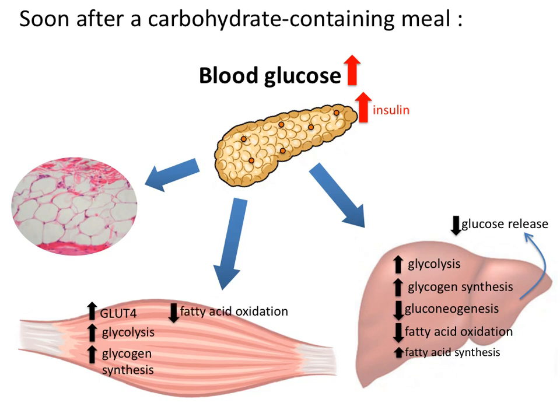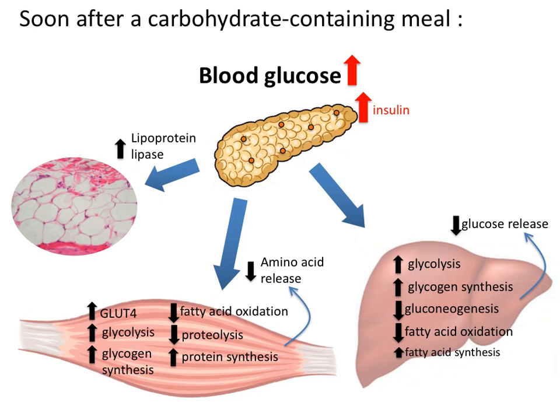Again, fatty acid oxidation is inhibited under these conditions. The increased insulin secretion also inhibits muscle protein breakdown, or proteolysis, while at the same time increasing the amount of protein synthesis, or protein translation. This results in a decrease in the amount of amino acids released from muscles. The lipoprotein lipase in the capillaries of adipose tissue is also activated by insulin. This results in increased fatty acid uptake.